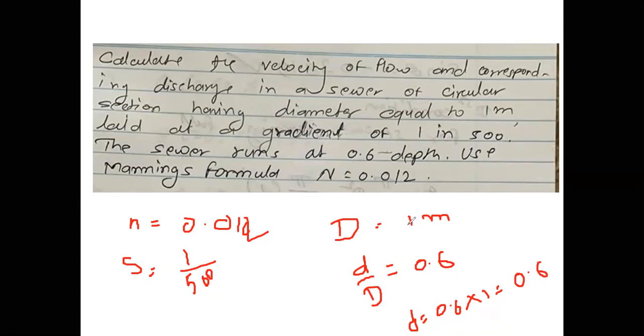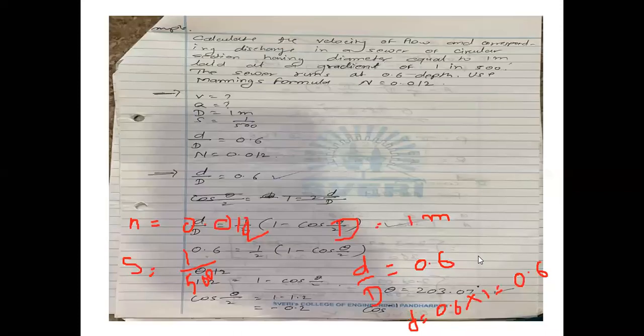Are you there? Are you with me? Excuse me. Shall I go to the next point? So these are the given values.